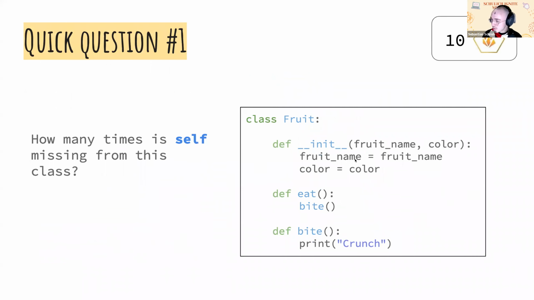And so that brings us to our first quick question. How many times is self missing from this class? So we have the fruit class, and we have a couple of methods in there.